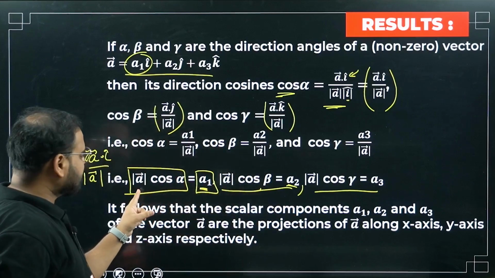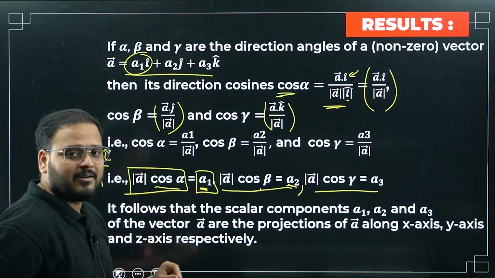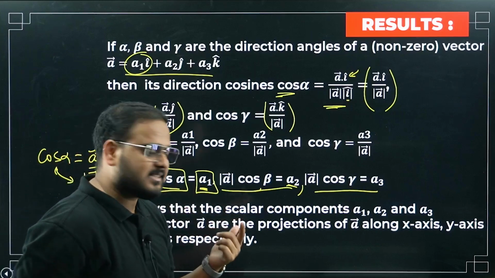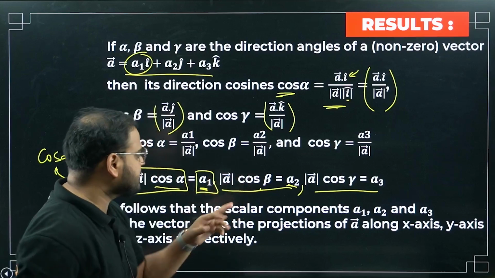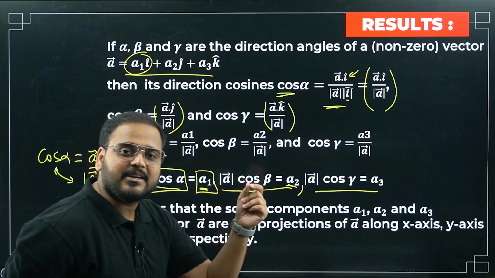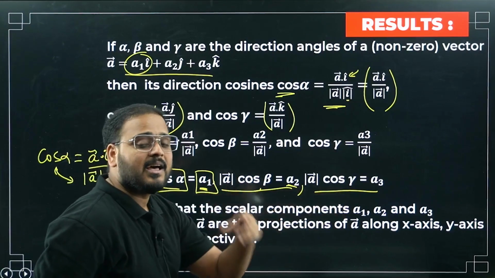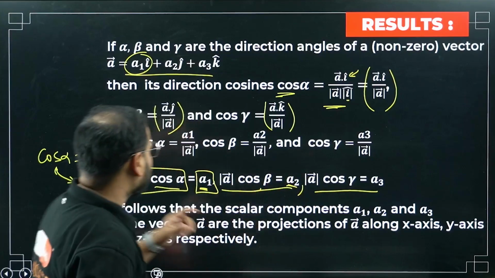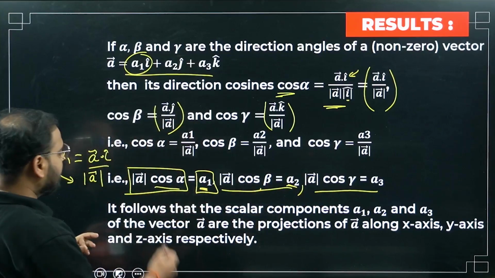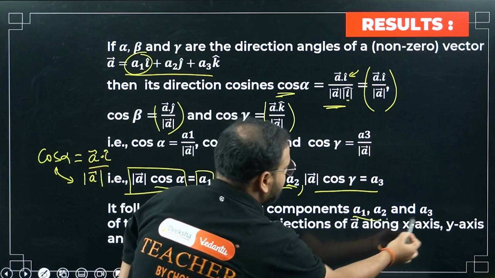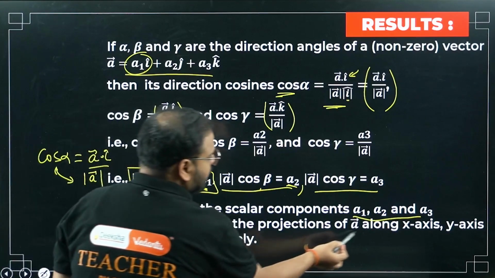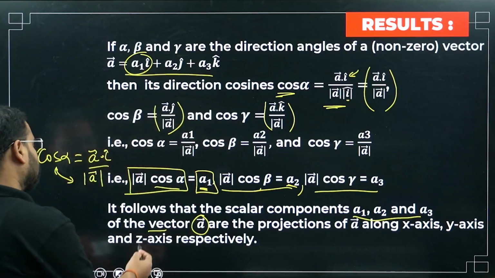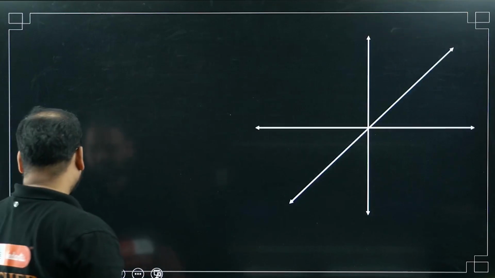Across which axis? X-axis. How, sir? Cos alpha. This is the cosine of the angle with which axis? X-axis. What does alpha represent? The angle between the vector and the x-axis. Beta is the angle between the vector and the y-axis. Gamma is the angle between the vector and the z-axis. So basically, it explains that the components A1, A2, A3 of the vector A are the projections of vector A along the x, y and z axis. If I have to show you over here, have a look.